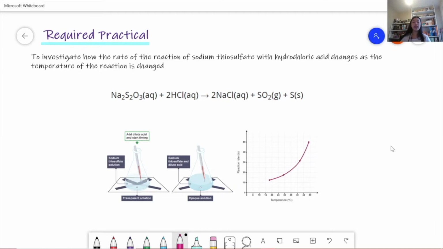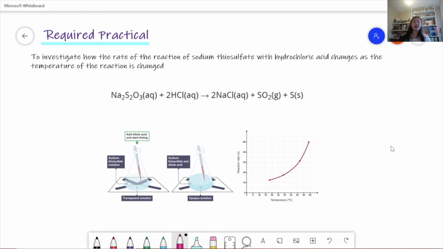And so we get a graph eventually that looks like the one on the right, where we can compare different temperatures. And the way we can measure other temperatures is either by putting the conical flask into an ice bath for colder temperatures, or heating them up using a Bunsen for the higher temperatures. And so we get a graph that looks like the one on the right, and then we can compare the rate depending on the temperature.